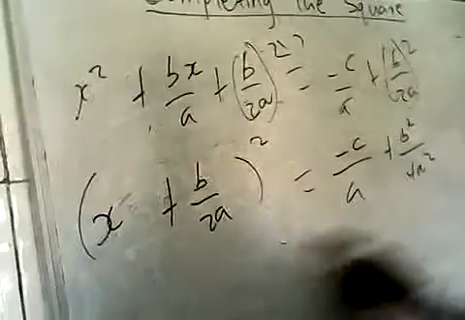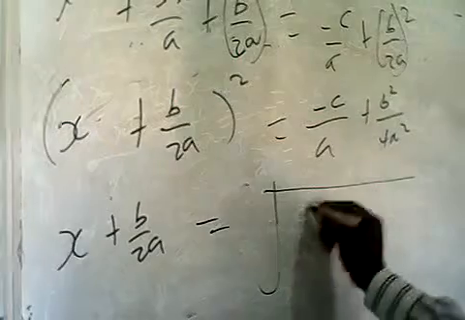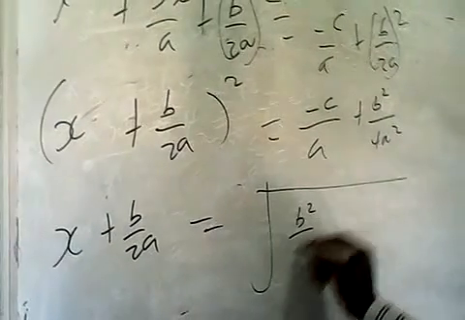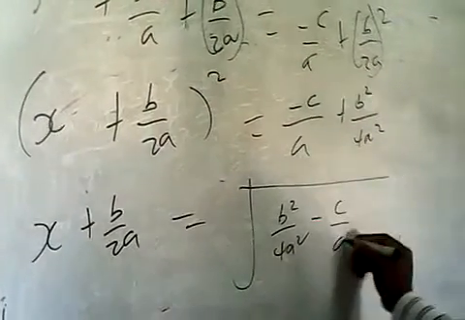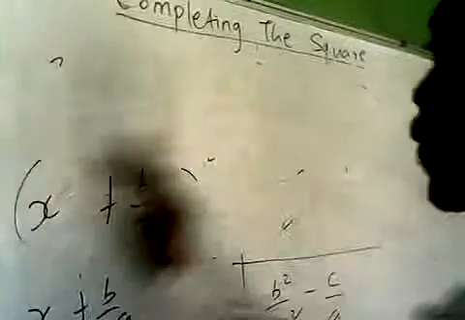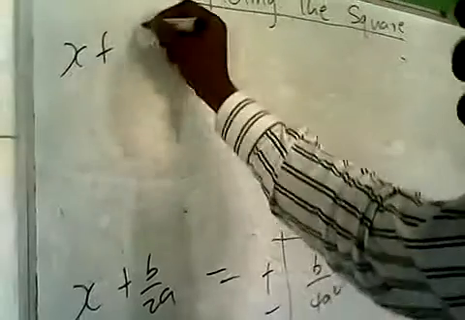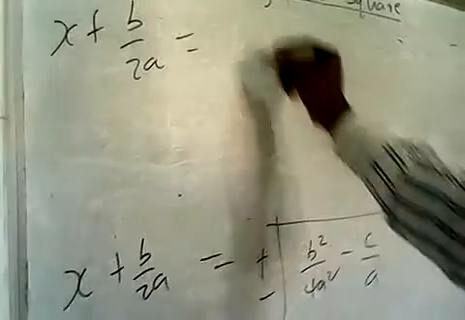Step 5, we take the square root of both sides. So we have x plus b over 2a, that is the square root of the left hand side. The square root of the right hand side will be the square root of b squared over 4a squared minus c over a. Plus or minus should be put there. So we have that for step 5.